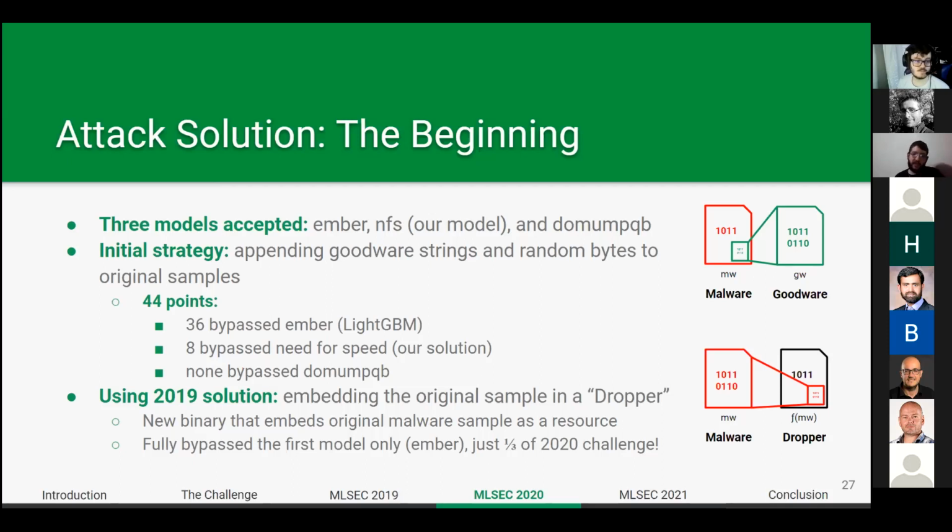Then we moved to the second step, which was to repeat the dropper strategy. We implemented the droppers once again for all samples and submitted them to the evaluation. What we discovered is that we were able to fully bypass the first model. So one of the models was fully bypassed using the same strategy that we used in the first year. But there were still two models to be bypassed.